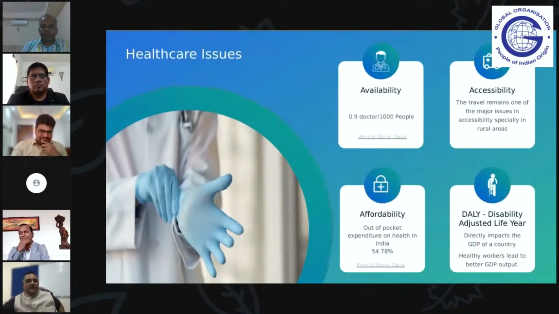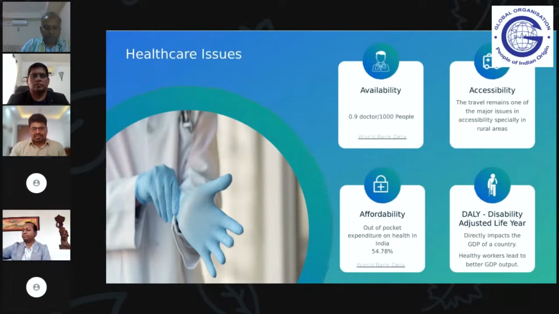So on the very next slide you will see the healthcare issues which have been there since ages and will continue to be there, especially in developing or Asian countries. These are the typical four things. The first one is availability. Availability of doctors or healthcare delivery networks, there has always been a shortage. That is a well-defined fact from the World Bank data: only one doctor per thousand of the population. So the scenario is really not good, and there is a good scope for improvement.